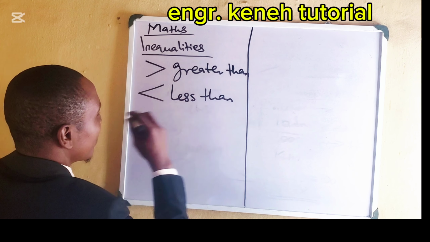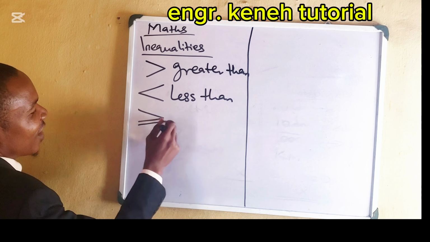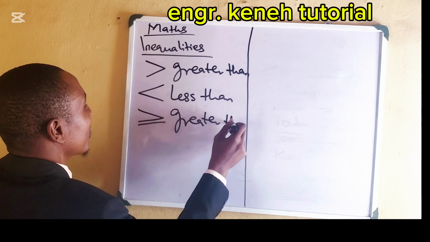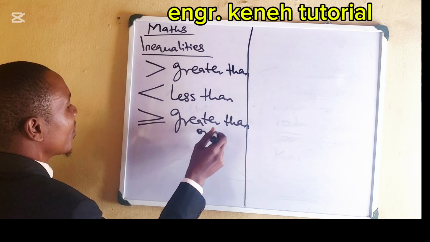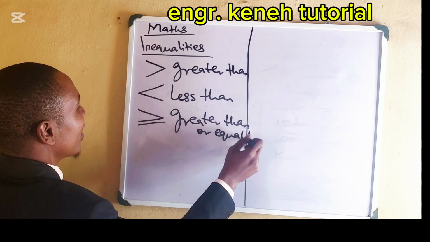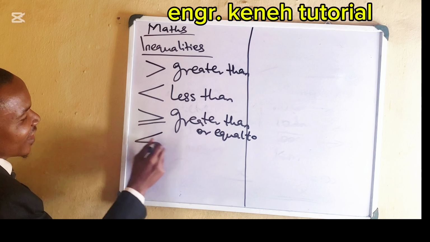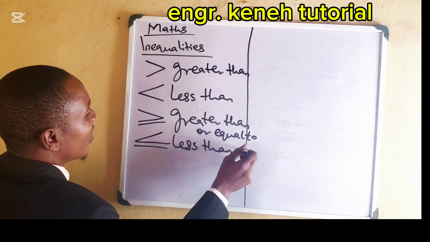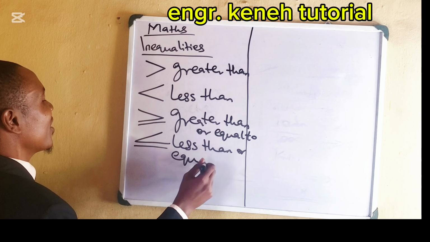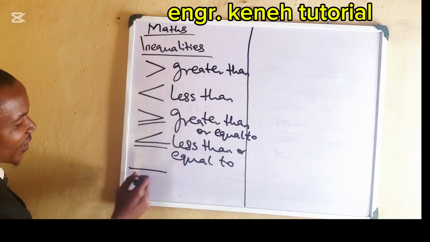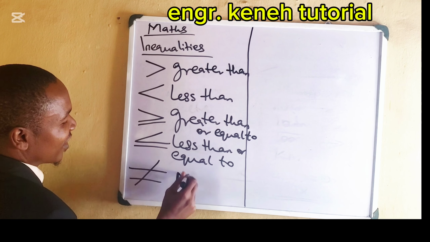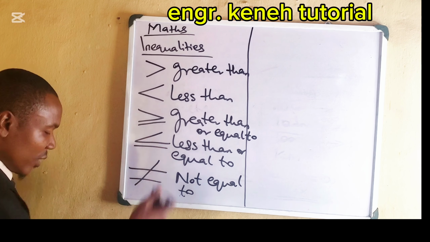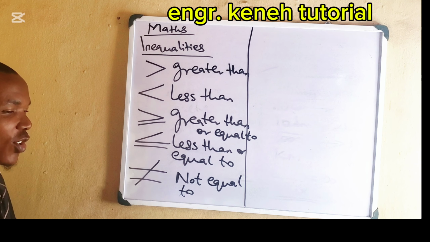Can you see that? All right. What of the one that goes this way and has something under it? We call this one greater than or equal to. Then the one that goes like this, we call less than or equal to. Can you see that? Then we have this one. This one means not equal to. So all these five signs, we call them signs of inequality.